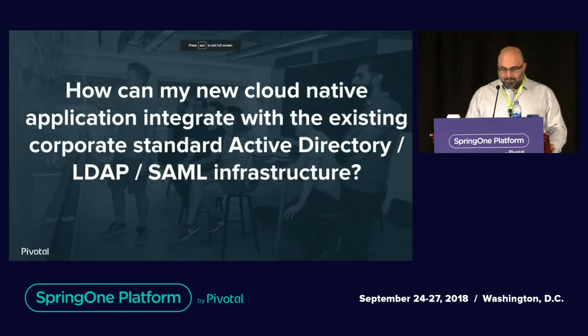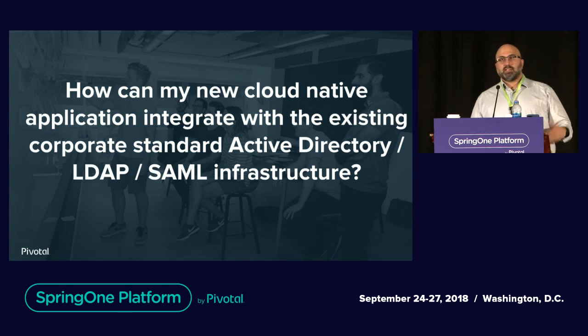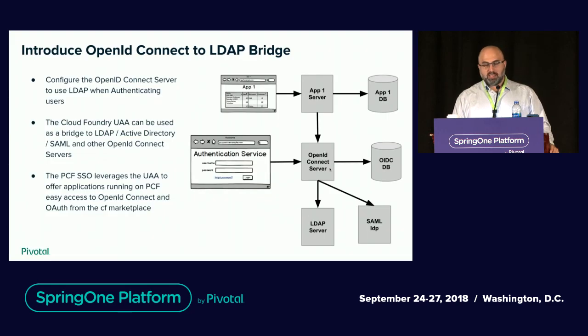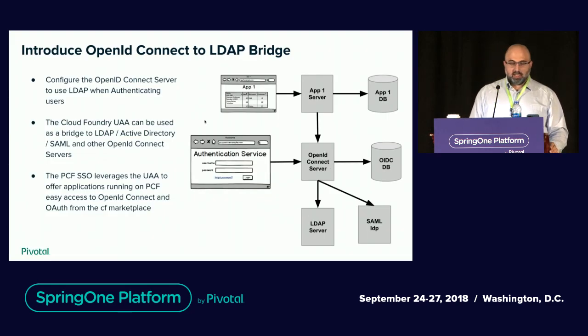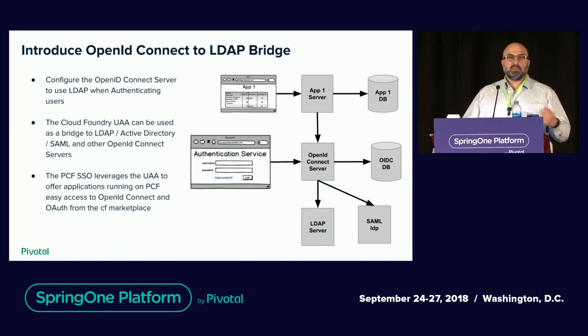So that covers that. Then the next question is, but hold on a second, I still have Active Directory in my enterprise, I still have LDAP, I still have SAML, what do I do? Well, the answer is you would use an OpenID Connect bridge. And the Cloud Foundry UAA is an example of an OpenID Connect bridge. So your code understands OpenID Connect for your app, and the UAA will go and talk to the SAML server, or the UAA will go and talk to the Active Directory, or to LDAP, or to whatever it happens to be.